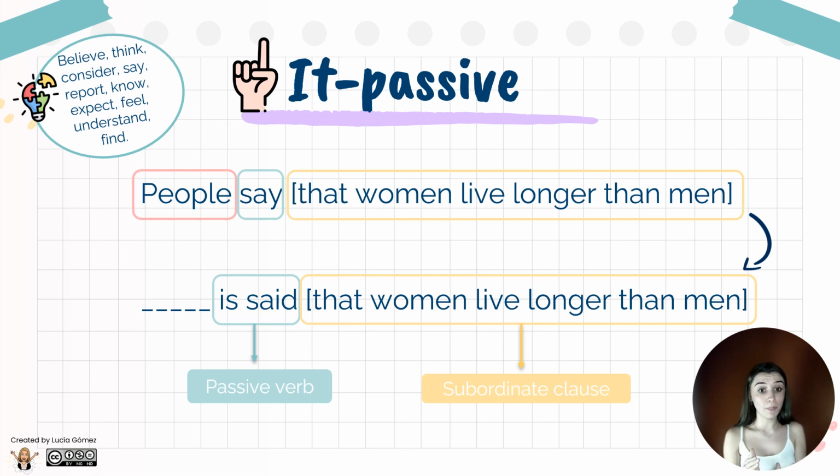Ahora, there's a problem, and is that in English, subject must always be fulfilled. Los sujetos siempre tienen que estar, siempre tienen que aparecer, ¿vale?